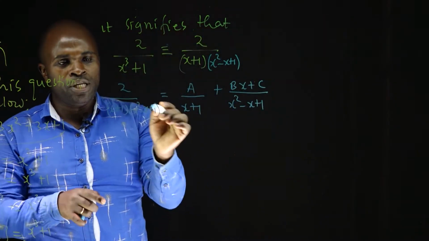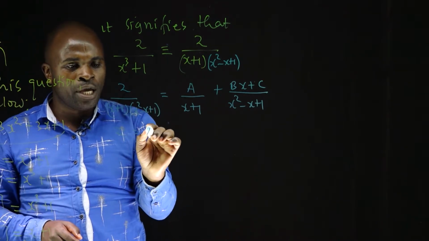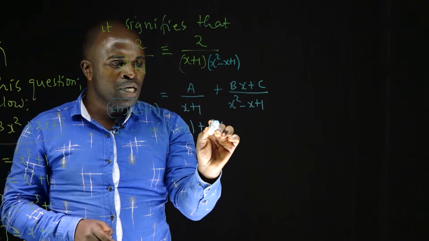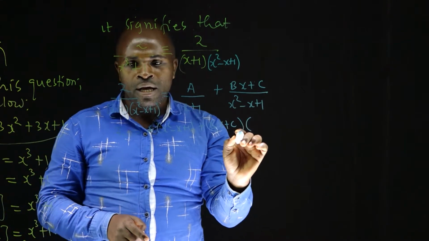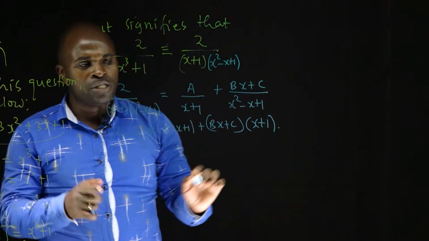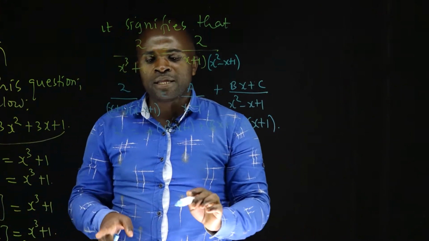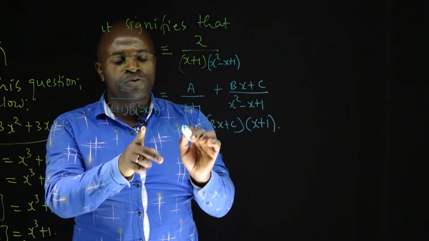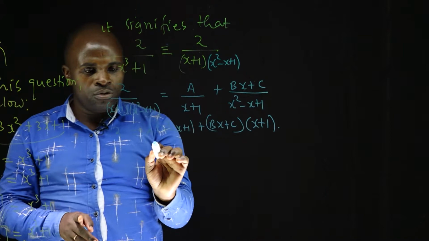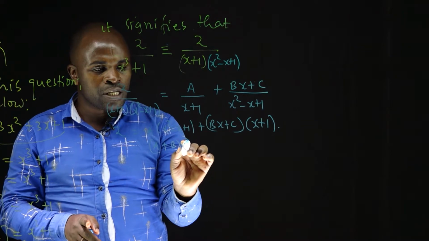And then, upon clearing the denominator, multiplying both sides by this denominator gives us 2 equals a times (x squared minus x plus 1), and here with the (bx plus c) bracket again, which gives us x plus 1, which is now easy to expand. Upon expanding, one just collects like terms together. Taking the coefficient of x squared, we take this ax squared and bx squared, so you have a plus b; they all contain x squared.